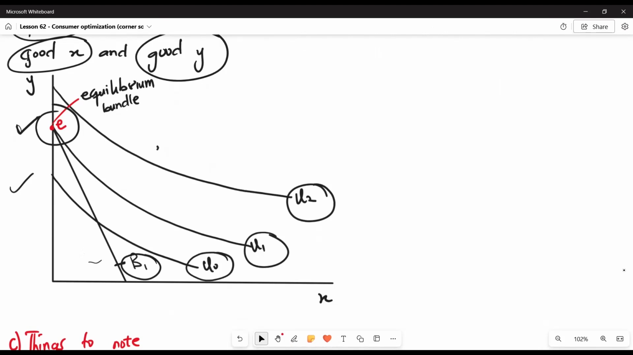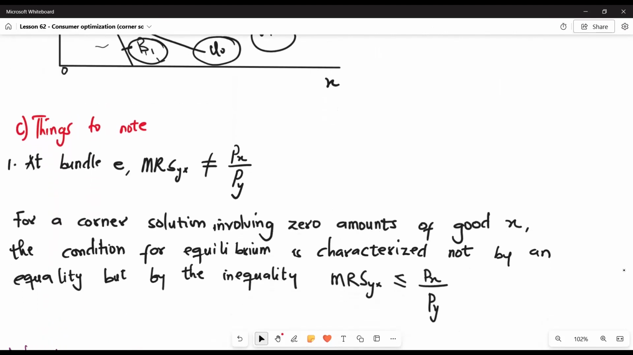Now, how do we know that Fred uses all of his income? He uses all of his income because bundle E is on the budget line B1. And any bundle on the budget line means the consumer has used all of their income. Now we can see that at bundle E, X is 0 and Y is positive. Let's look at some things to note about this corner solution.